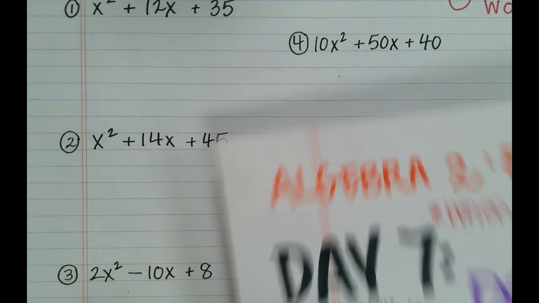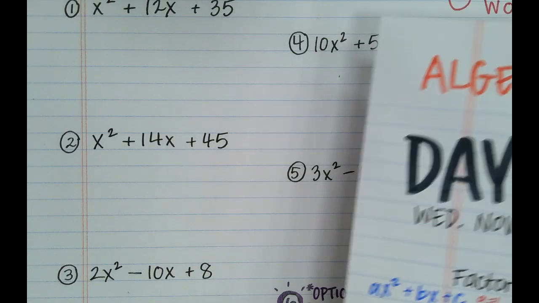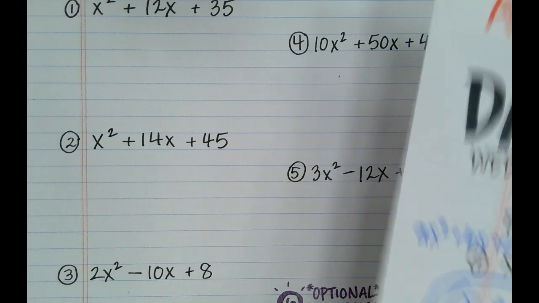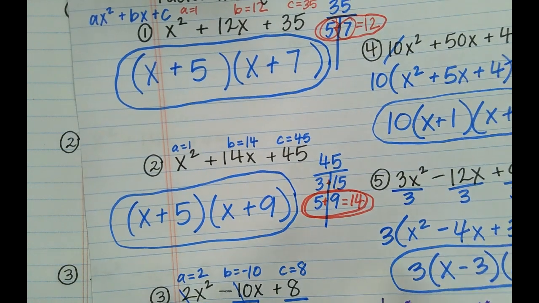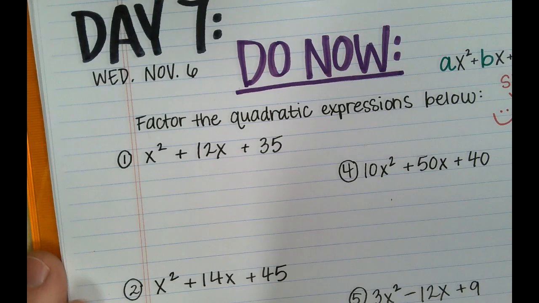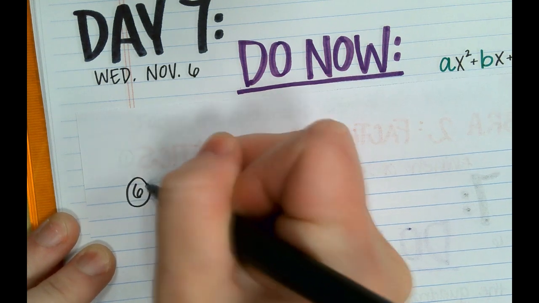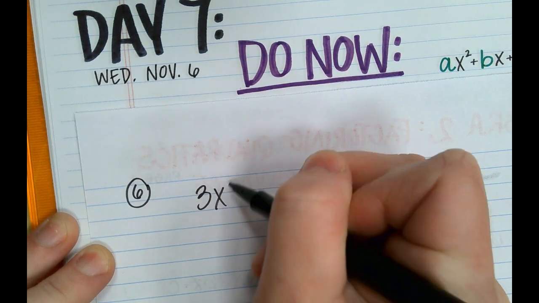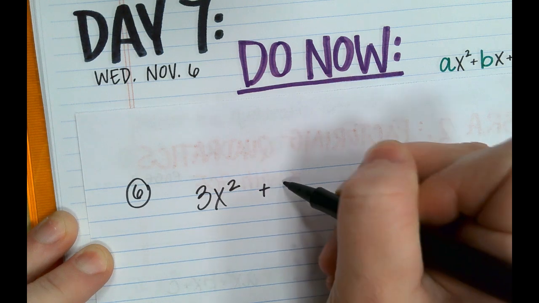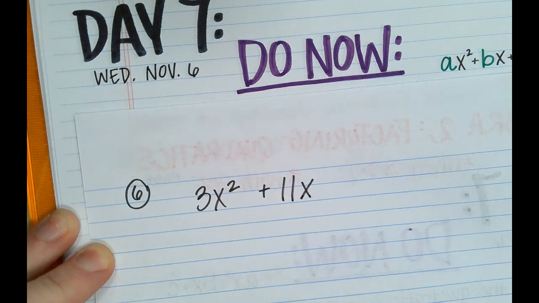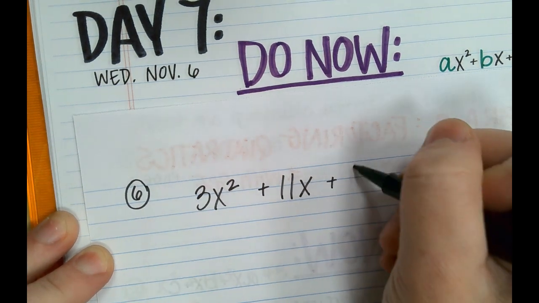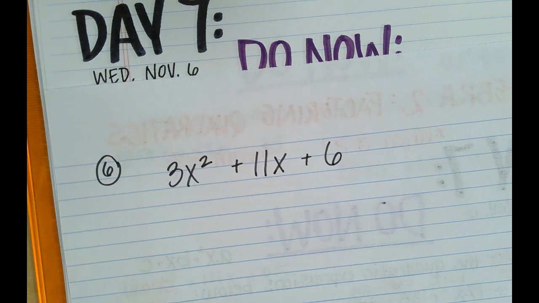I'm going to flip my page over because I want to give myself lots of space for this one. We're going to go through it slowly, very slowly. So I'm going to write 3x squared plus 11x plus 6. That's my problem.